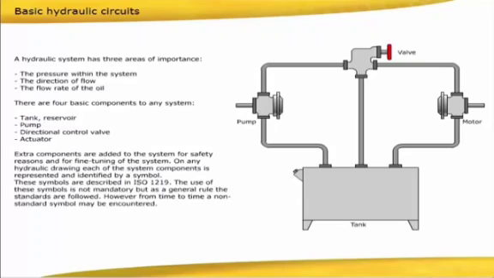On any hydraulic drawing, each of the system components is represented and identified by a symbol. These symbols are described in ISO 1219. The use of these symbols is not mandatory, but as a general rule the standards are followed. However, from time to time a non-standard symbol may be encountered.